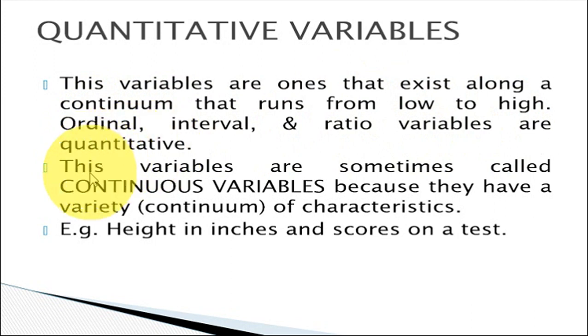In other words, a quantitative variable is also called a continuous variable because it has a variety or a continuum of characteristics. For example, scores of a test. Scores of a test in a classroom in any subject may vary from high to low or low to high, and these kinds of numbers can be studied as quantitative variables.